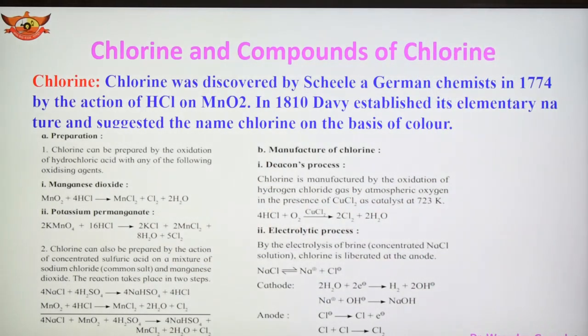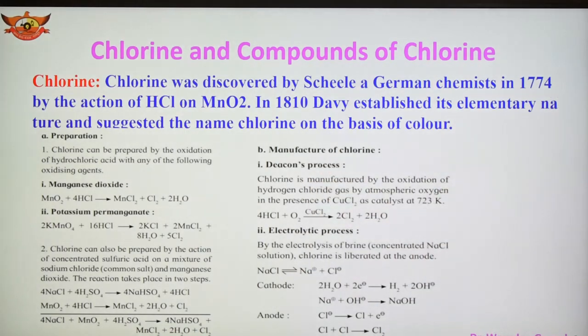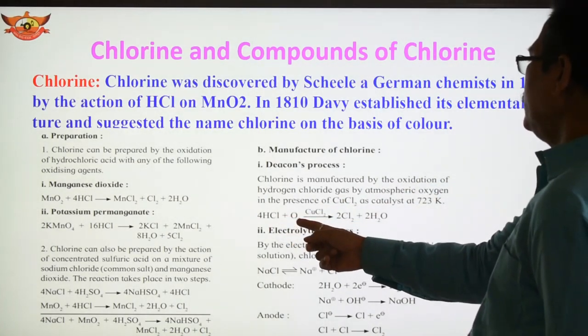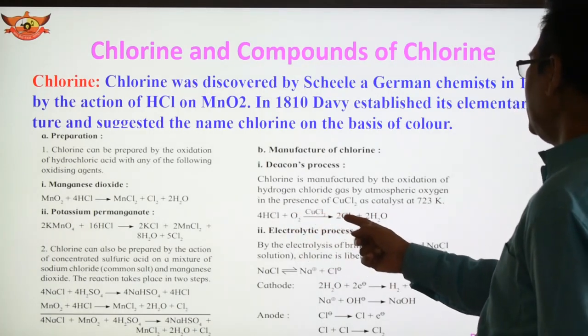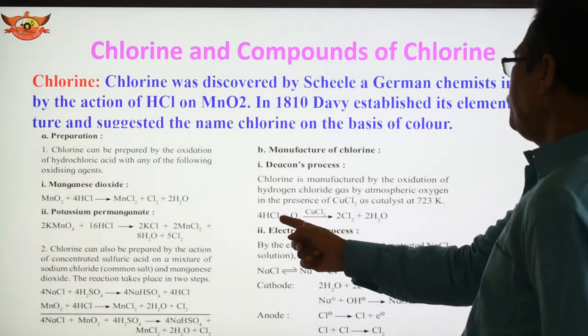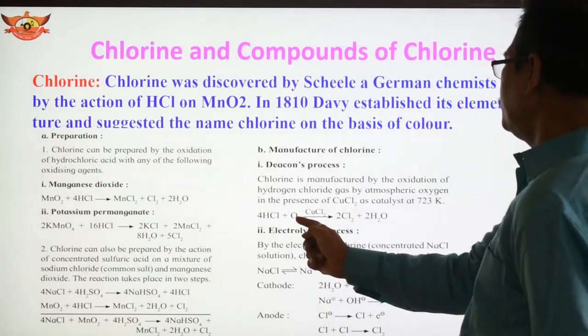Chlorine can also be manufactured by the Deacon process and the electrolytic process. So two processes are given here for the manufacture of chlorine. In the case of the Deacon process, chlorine is manufactured by oxidation. Hydrogen chloride reacts with oxygen in the presence of a CuCl2 catalyst, forming chlorine: 4 HCl gives 2 Cl2 and 2 H2O.